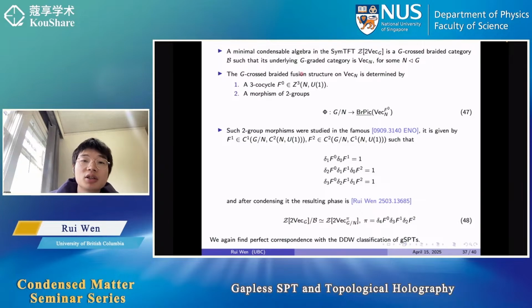Okay, so a minimal condensable algebra in this theory turns out to be a G-crossed braided fusion category such that its underlying G-graded category is Vec_N for some normal subgroup N. So we are seeing this structure appearing, right? We have this normal subgroup now, and the rest of the data that is a G-crossed braided fusion structure on this is determined by the following.